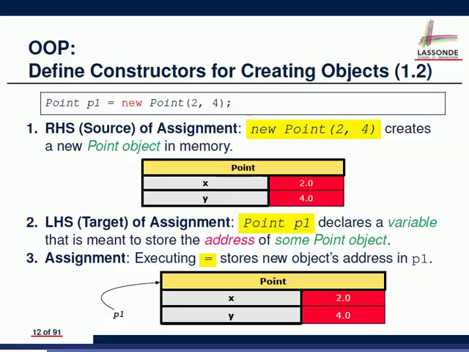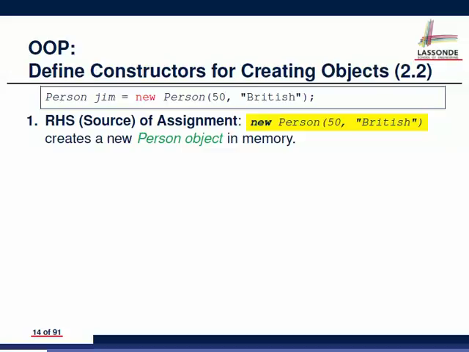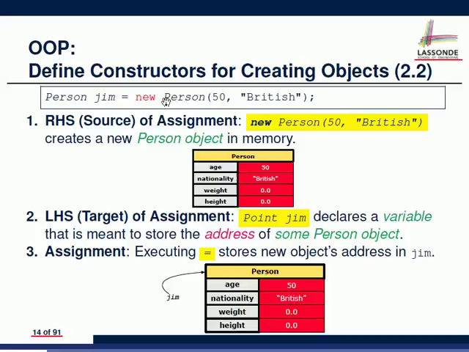Okay. So now, let's talk about the Person class. I want to go over some more examples here. This one is just another example. We just use the new keyword, but now we're creating a different type of object. Rather than Point, it's going to be Person. Similar idea, okay?